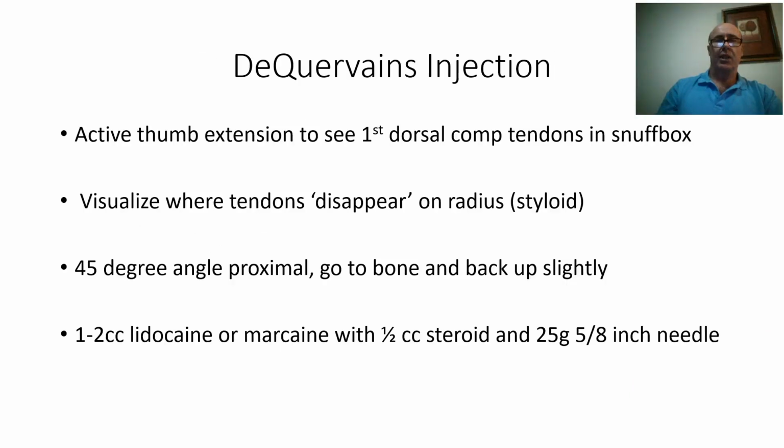To localize the tendon, get the patient to actively extend the thumb, and you can see the first dorsal compartment tendons in the snuff box. Visualize where the tendons are disappearing on the radial styloid. Put the needle in at a 45-degree angle down into bone and pull it back slightly, and inject 1 or 2 cc of lidocaine with Marcaine.